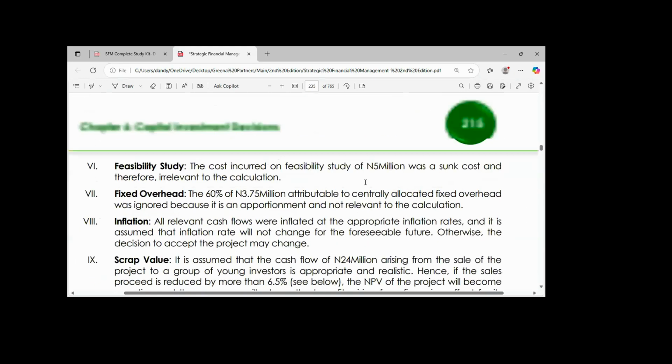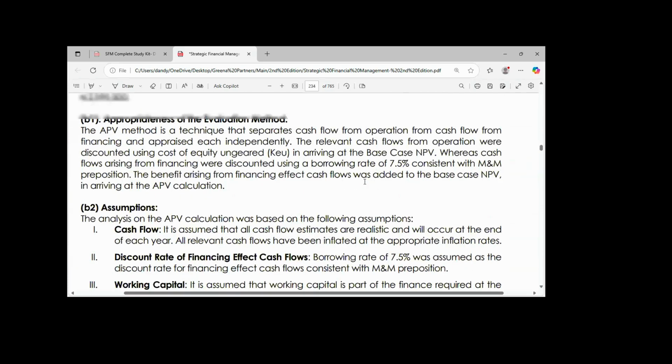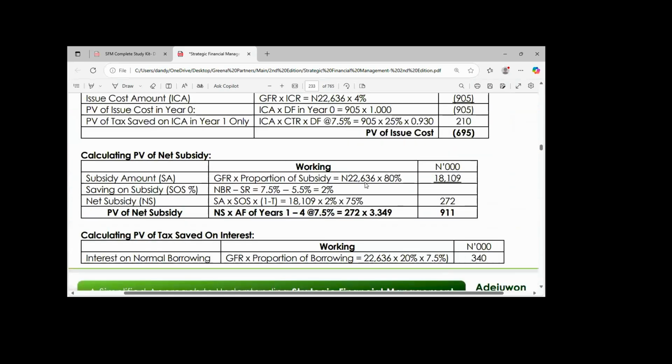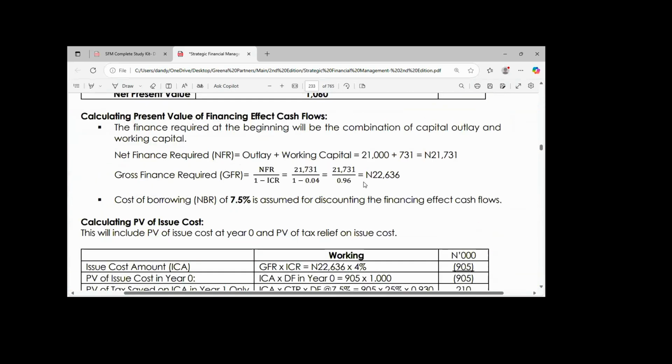Then the next thing we want to do is to determine whether we want to use the gross finance required or the net finance required. That's the second step. We have determined the cost of borrowing to be 7.5, which we are going to use to discount the cash flow arising from financing effects. I told you that you should always use the gross finance required, except the examiner says otherwise.